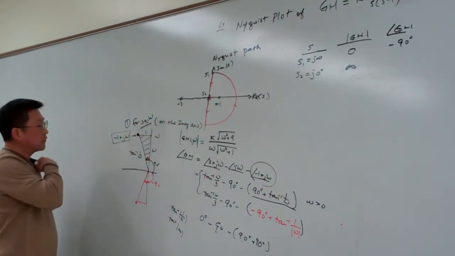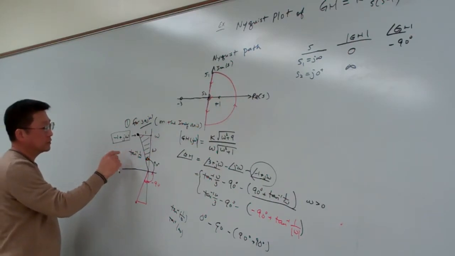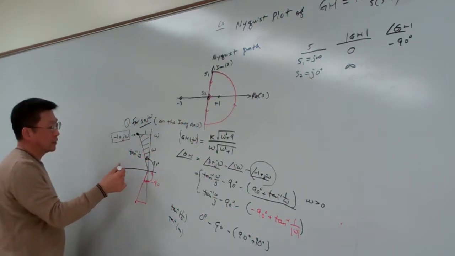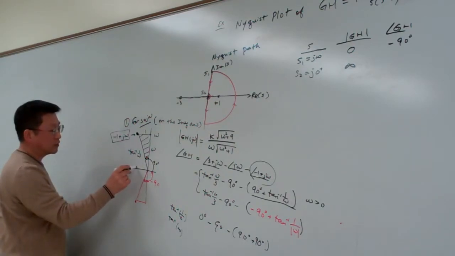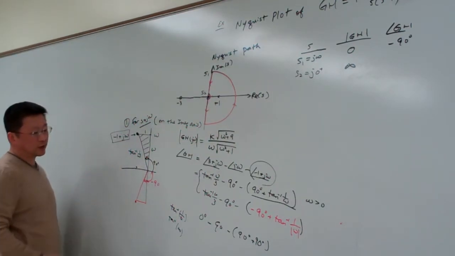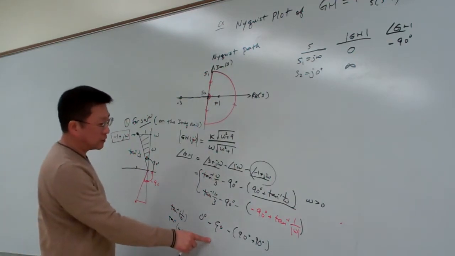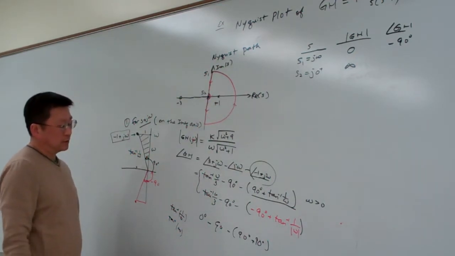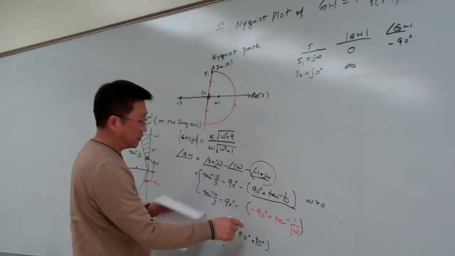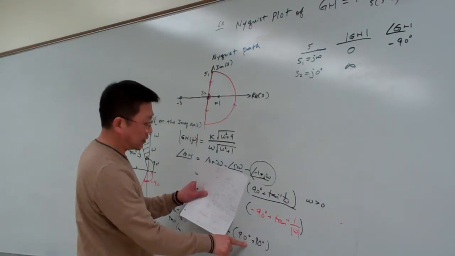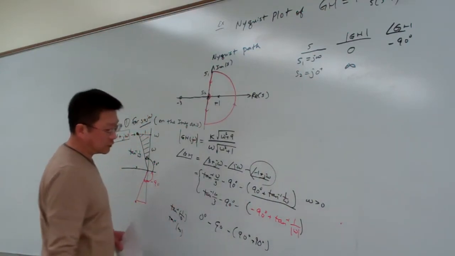So for this case, when omega becomes 0, you can see that point is pretty much here. So that should be 180 degrees. Then let me see where the mistake I made. 0 degrees minus 90. And this one is 180. Okay, that should be good.